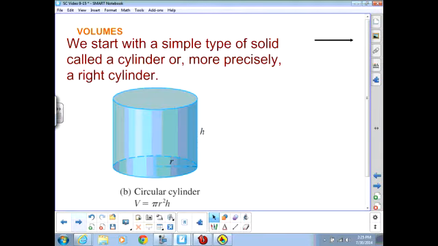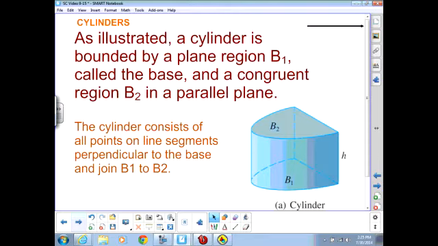So first off, let's think about a simple cylinder. We know the volume of a cylinder is the area of the base times the height. In general, any type of cylinder is the area of the base times the height. Here's just a weird-looking prism, I should say. So you do the area of the base times the height to get the volume.